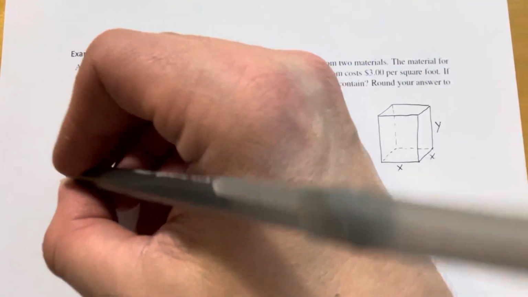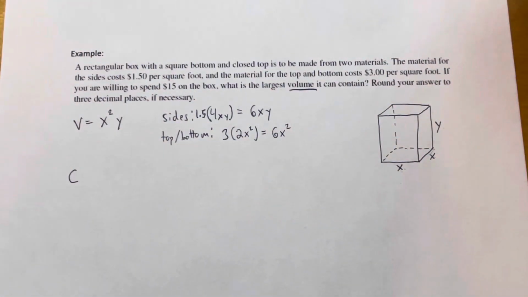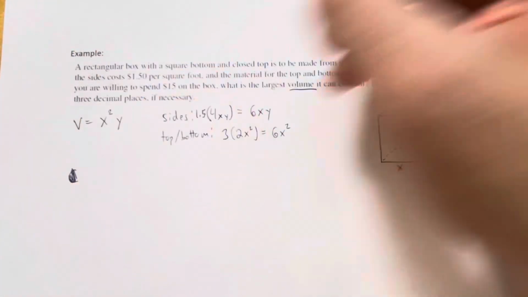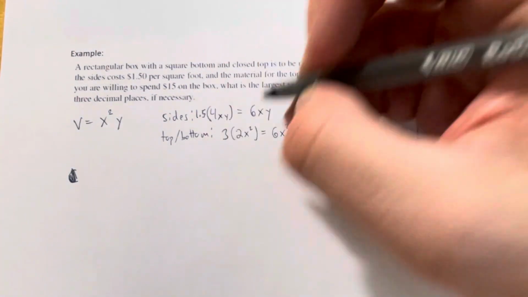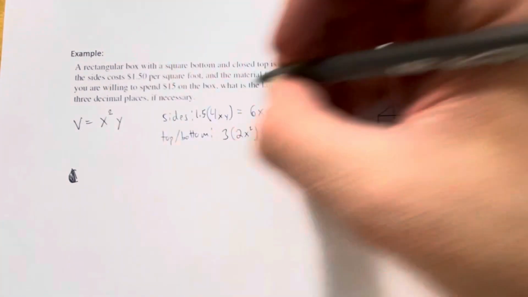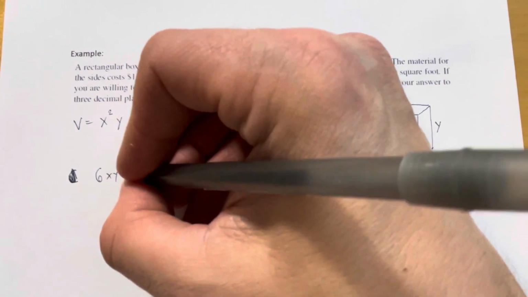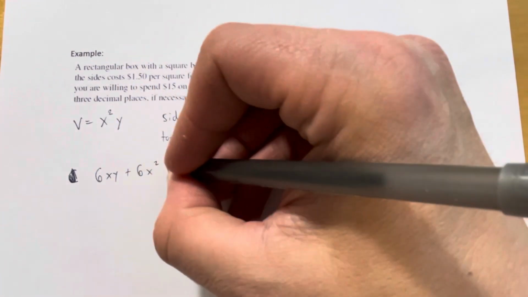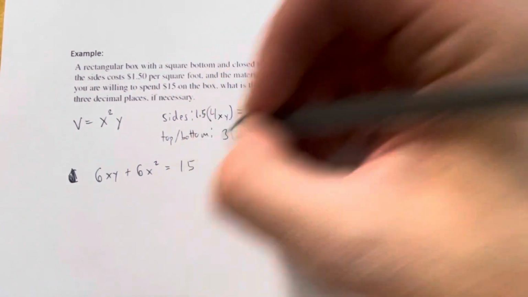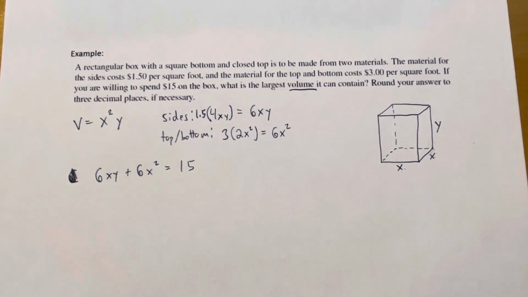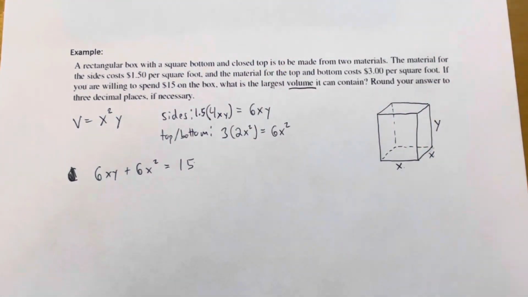Okay, so if we let C represent the cost, in fact, let me back that up. We don't need to call it C. We know exactly what we're spending on the box. It's 15. So if I were to add these up to get the total cost, 6xy plus 6x squared, that's going to have to equal 15 because I'm assuming that I'm spending all of my money to build this box. I want to get the largest volume possible. It would not make sense to keep some of that money. This right here is my constraint.